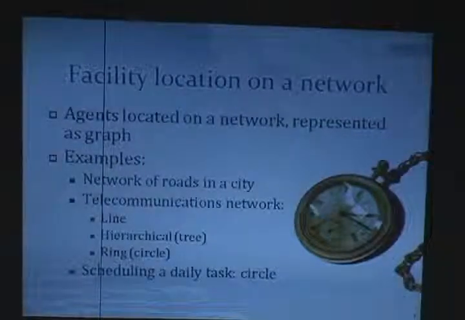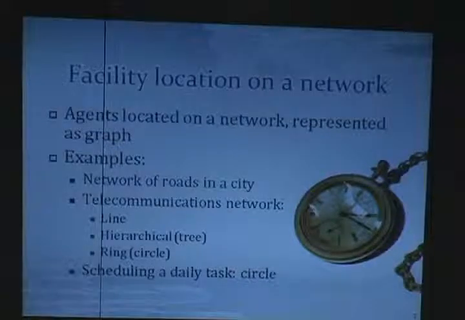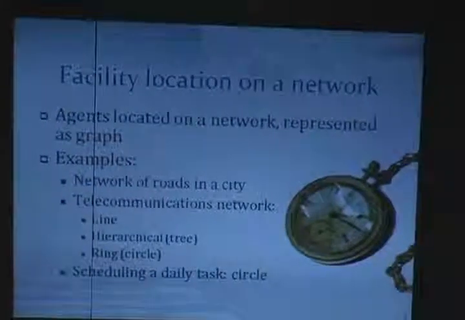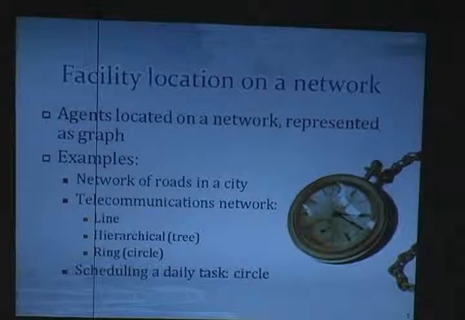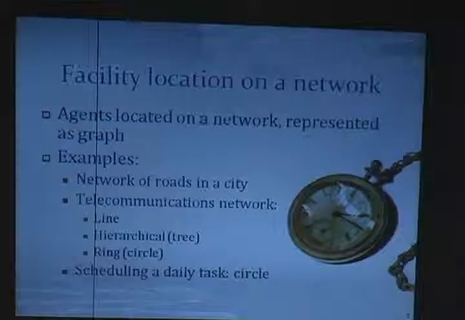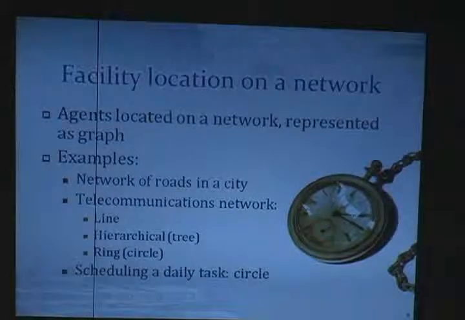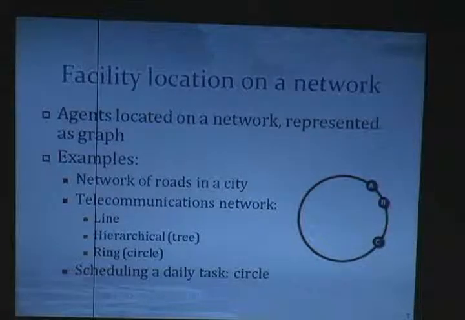Another example, which I think is amusing: you can think of the network, instead of being a physical network, as being a virtual network. For example, think of the network as being the face of a 24-hour clock, and the facility is some daily task that we want to schedule, like a daily backup. Each agent has a favorite time for the daily backup, and we want to find a time that's good for everyone. So the agents are located on the circle, which is the hours of the day, and each one has a favorite time. We want to choose a time that's good for everybody.